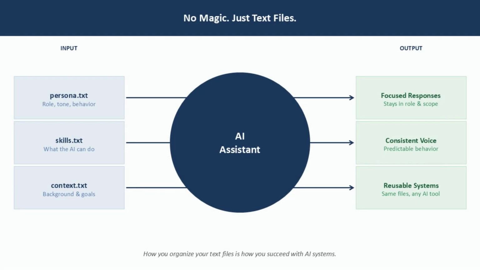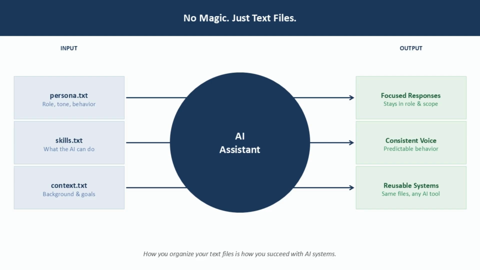Before we go any further, I want to drive one point home. There's no magic happening here. Personas, skills, context, these are all just text files. Plain text that gets loaded into the AI assistant before you start working. That's it. What you're looking at on this slide is the whole picture.